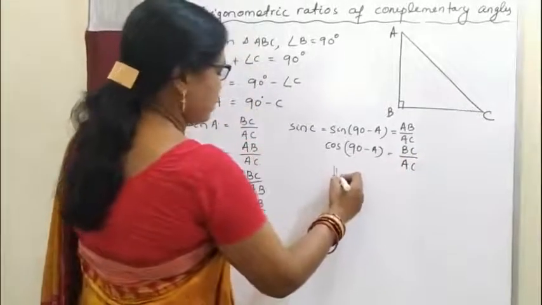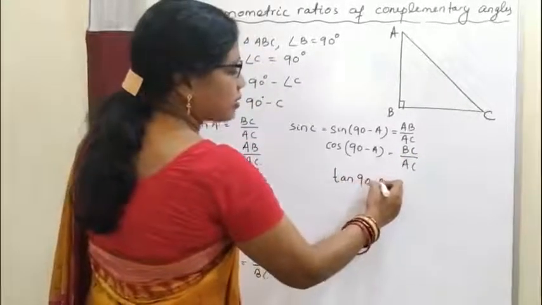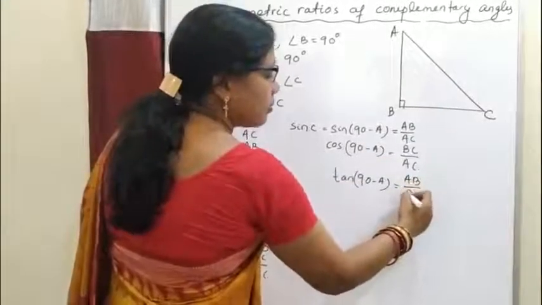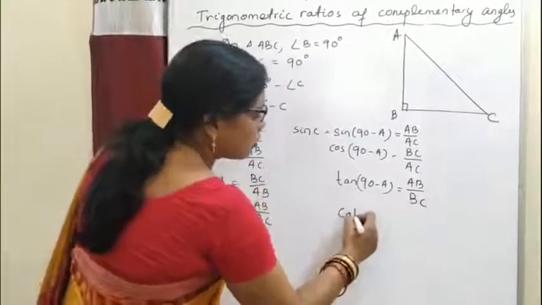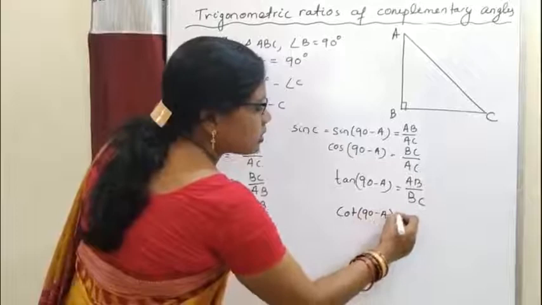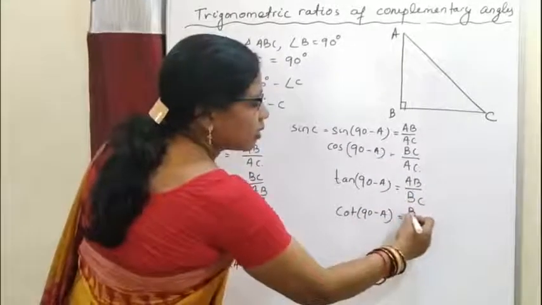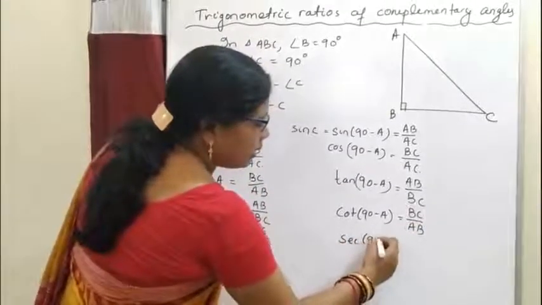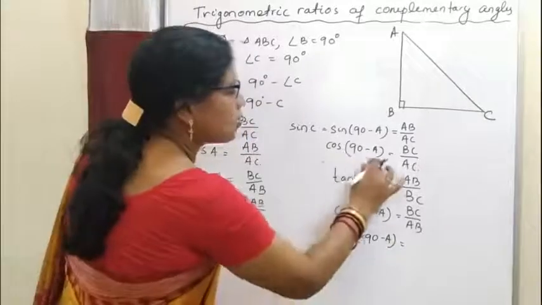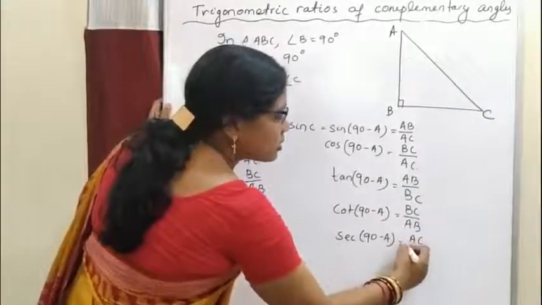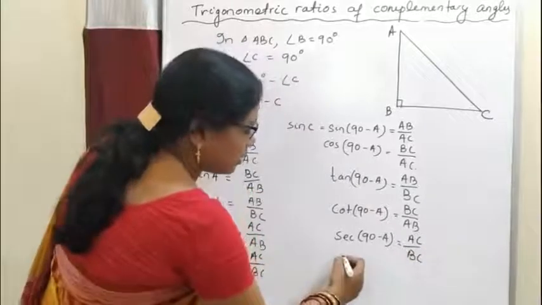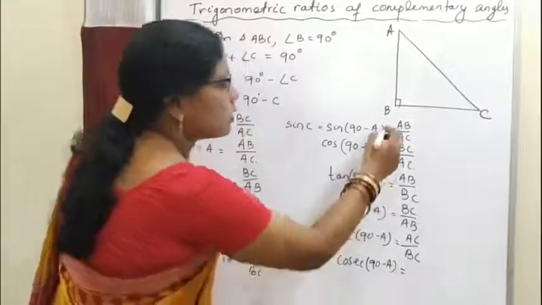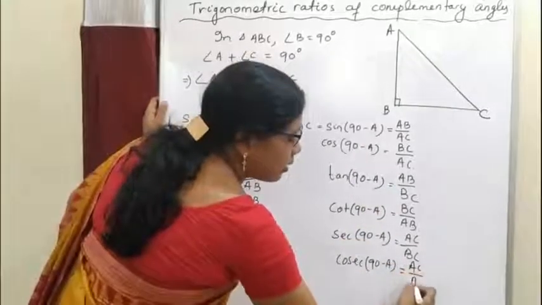Then tan 90 minus A is equal to, that is AB by BC. Then cot 90 minus A is equal to 1 by tan 90 minus A, that is BC by AB. Then sec 90 minus A is equal to 1 by cos 90 minus A. So this is equal to AC by BC. Then cosec 90 minus A is equal to AC by AB.